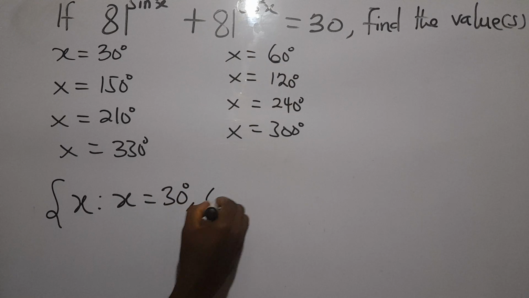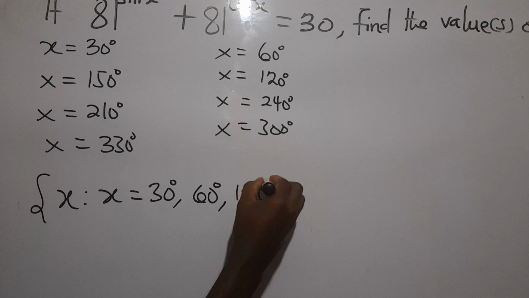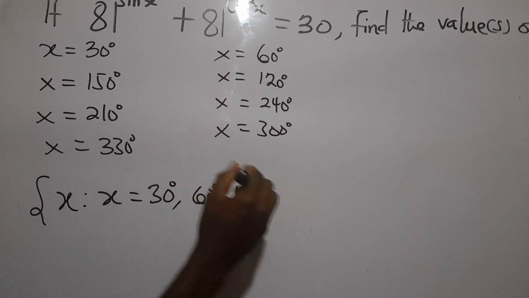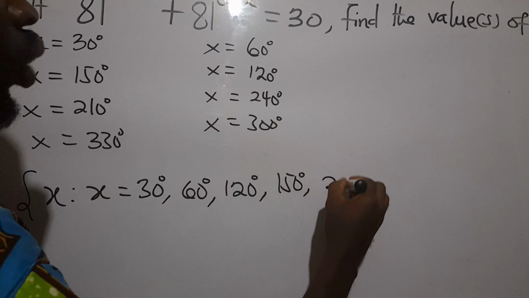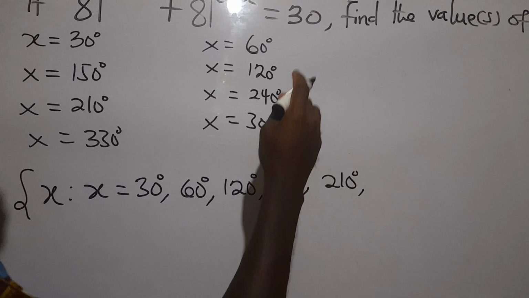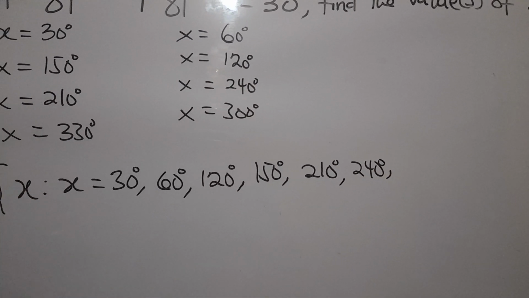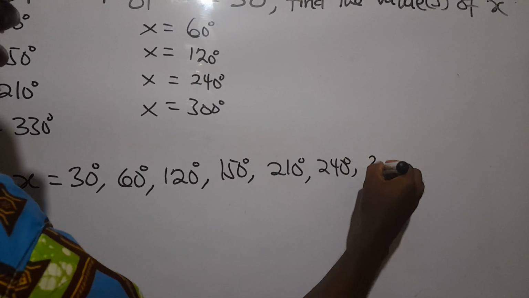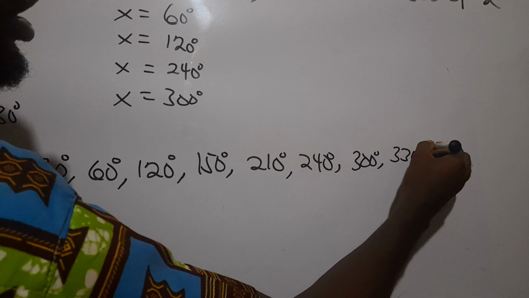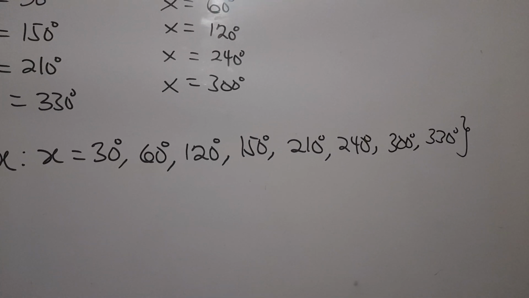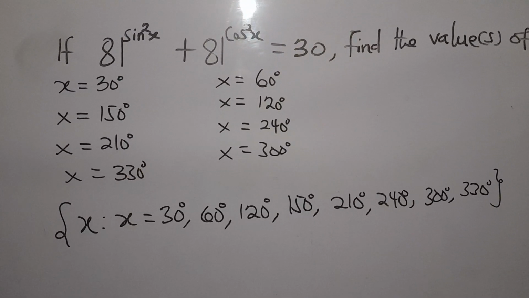Then when x is 60 degrees, it will also make the equation true. When x is 120 degrees, it will make it true. When x is 150 degrees, it will make it true. When x is 210 degrees, it will make it true. When x is 240 degrees, it will also be true. When x is 300 degrees, it will also be true. Then when x is 330 degrees, it will also be true. So if you substitute all this into the place of x in this equation, it will result in 30.